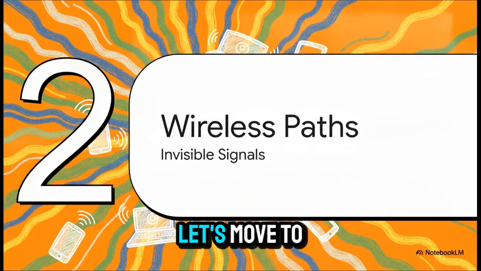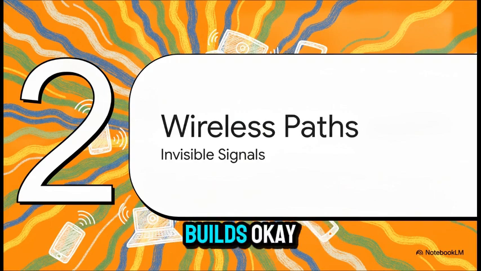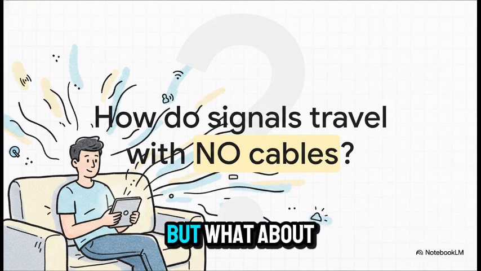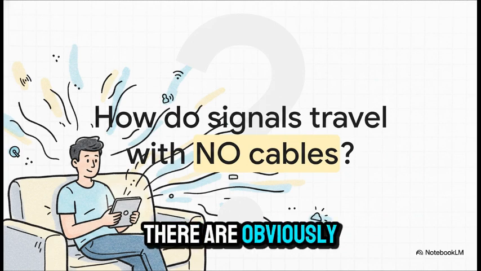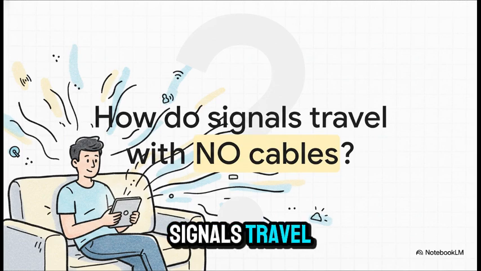Section 2. Let's move to wireless paths, invisible signals, and see how this builds. Okay. So we just talked about cables we can actually touch, but what about when we want to walk around with our devices? Imagine you're playing a game on a tablet while sitting on the couch. There are obviously no wires connecting your tablet to the wall. So how on earth do the data signals travel with zero cables? Like, how do they cross the empty space of your living room?